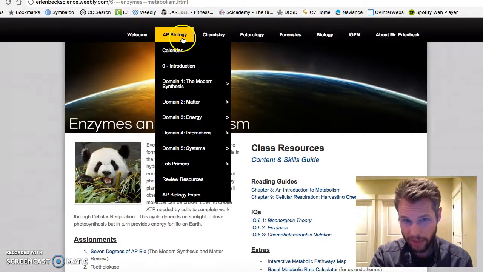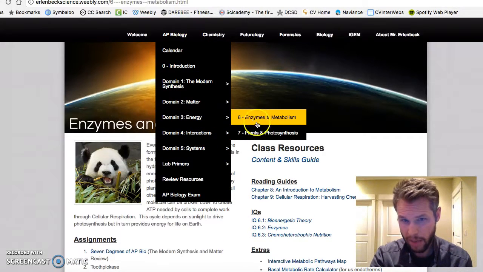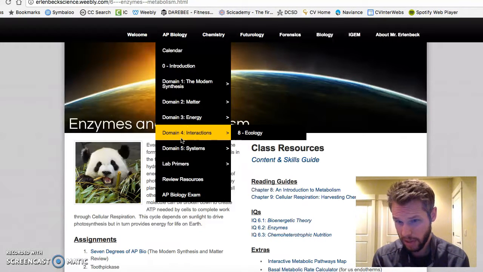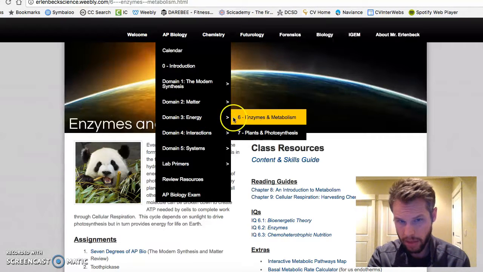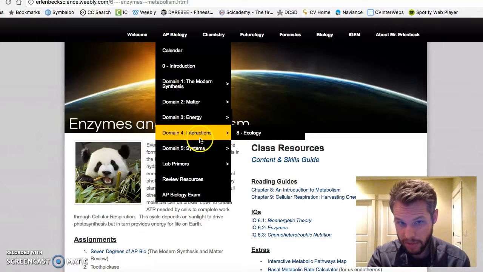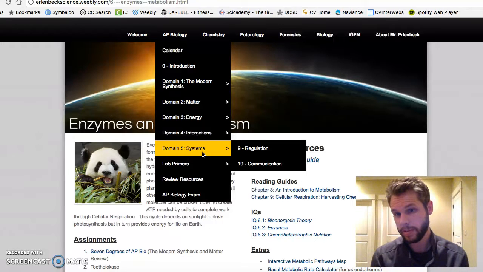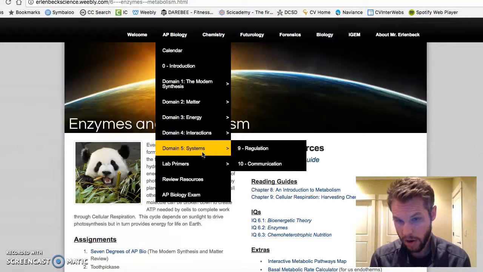And then all we have left really after that is we are going to look at plants and photosynthesis. We're also going to focus on ecology, which is a nice breather for a lot of students. They usually find that material fairly straightforward and pretty easy. This enzymes and metabolism is one of the harder things for them to do. And then we finish up with regulation and communication, where we look at things like the nervous system and the cardiovascular system and how cells talk to one another. It's always a couple of really interesting units.